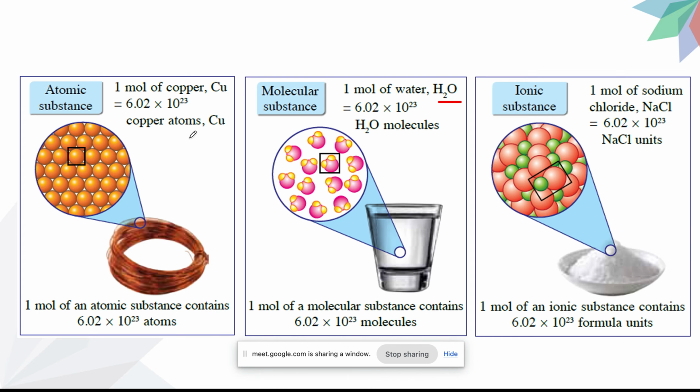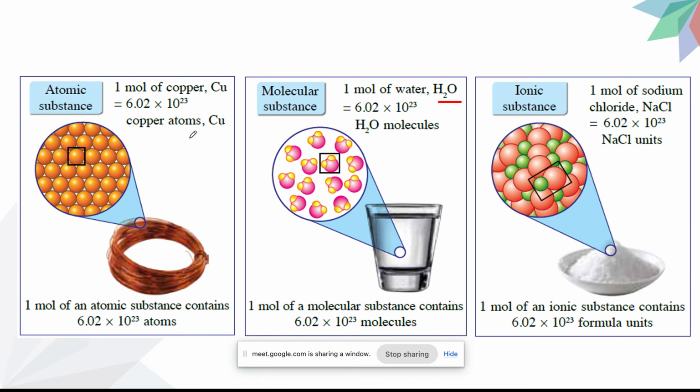This is the Avogadro constant, the number we'll be referring to. This is the number that is 6.02 times 10 to the power of 23. You can see it's a very huge number. We are saying that 1 mole of a substance contains this number of particles. 1 mole of atomic substance, just 1 mole, contains this huge number of particles of atomic substance.